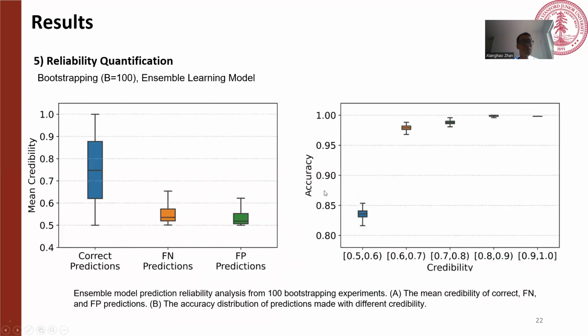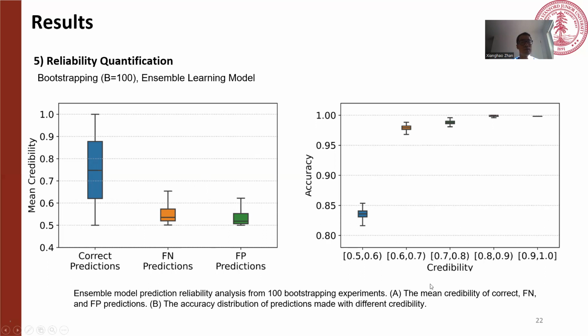be correct? So here we also perform the analysis as listed before, and now we perform the bootstrapping. And in some ensemble learning models, here comes the result. For all the correct predictions made by the model, we could see that the mean credibility of these predictions is pretty high. But for the wrong predictions, the false negative predictions and the false positive predictions, the mean credibility over the 100 experiments is pretty low. So this generally indicates that higher credibility may be associated with a higher likelihood of being correct.